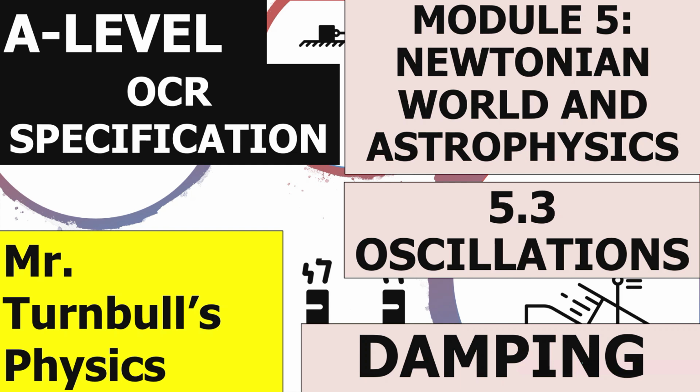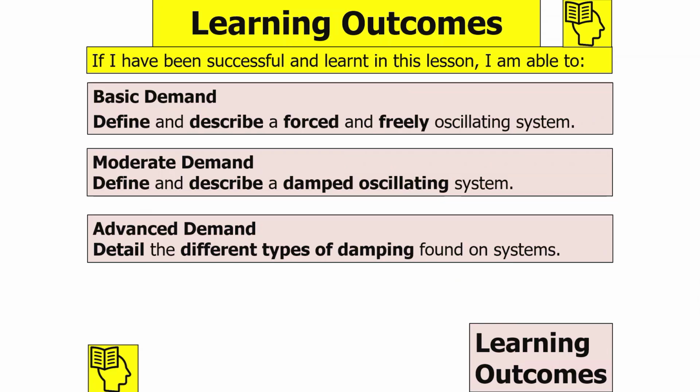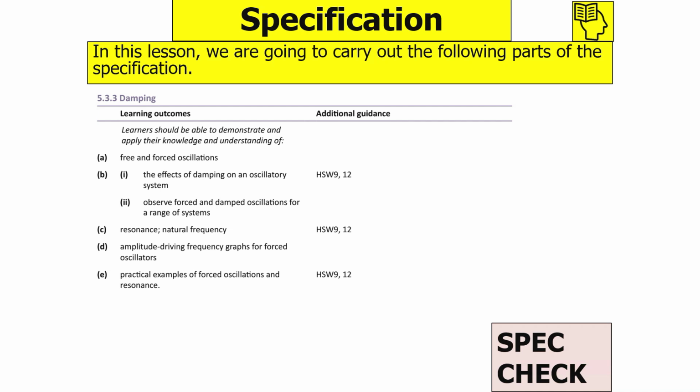Hello and welcome to this lesson for OCR A-Level Physics, Module 5, the Newtonian World and Astrophysics, looking at the module of oscillations and the topic of damping. If we've been successful and we've learned in today's lesson, we should be able to define and describe a forced and freely oscillating system, describe and define a damped oscillating system, and detail the different types of damping found on systems. We're going to be looking at the following part of the OCR A-Level Physics specification, 5.3.3, damping.